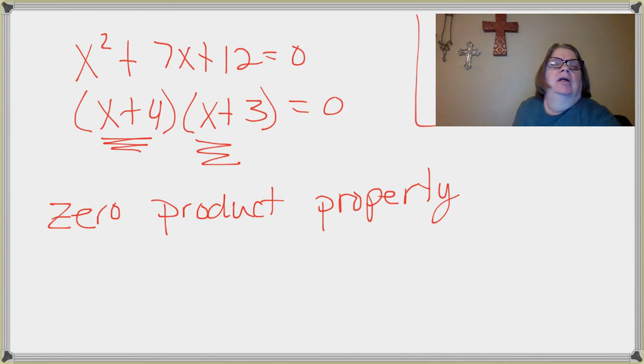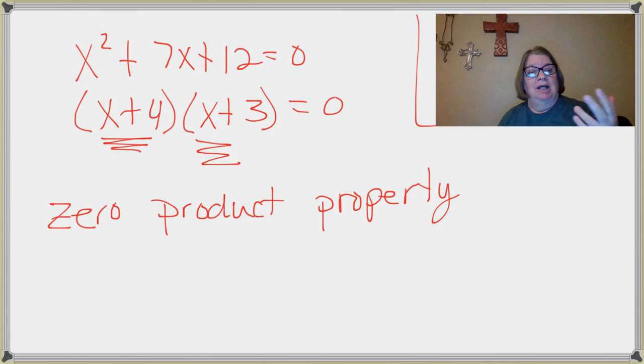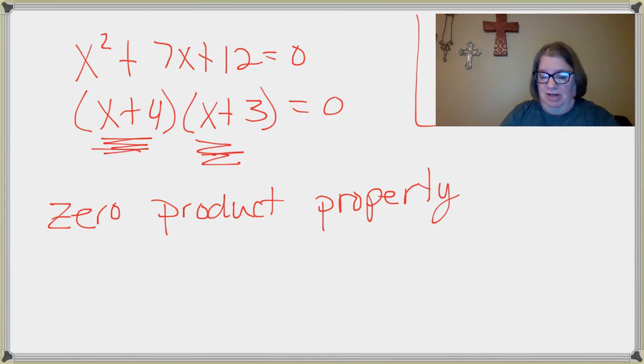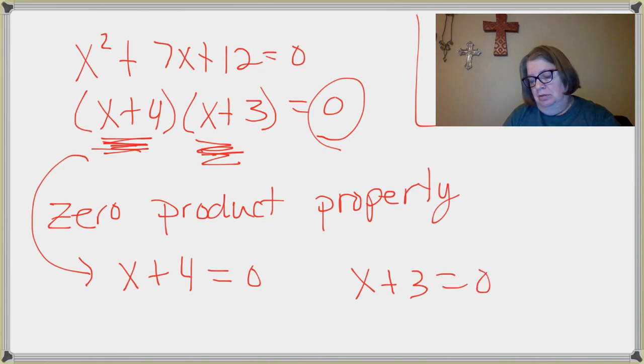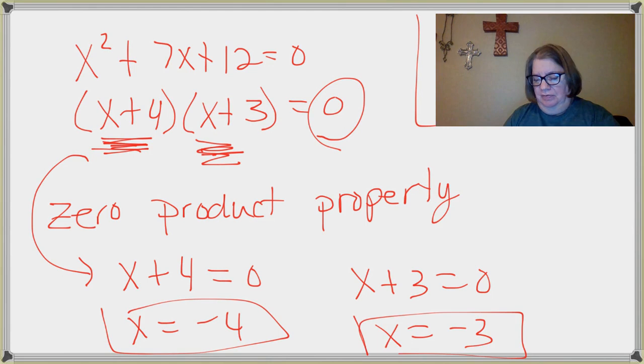Product means multiply. The zero product property says that if you multiply two factors, or even more than two factors, anytime you multiply things together, if one of those factors is 0, then it's equal to 0. So for this factor times this factor to be equal to 0, either x plus 4 or x plus 3 or both of them have to be equal to 0. So our solve step is this. We're going to set each factor equal to 0, solve this side, solve this side, and there are your two solutions.